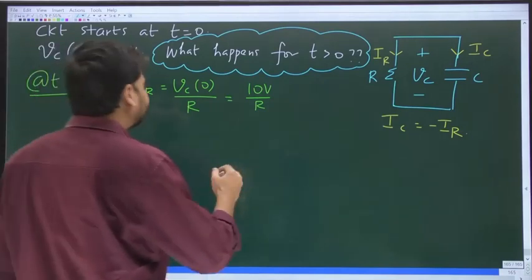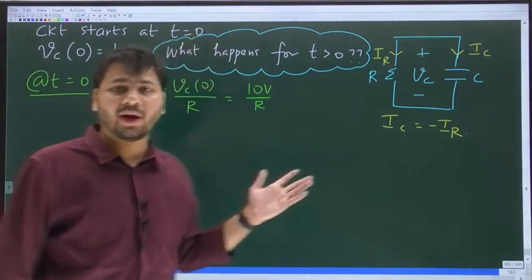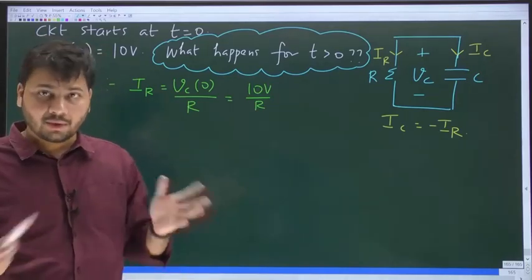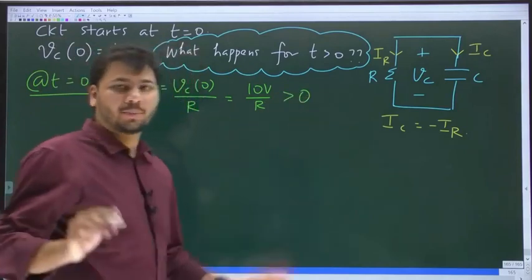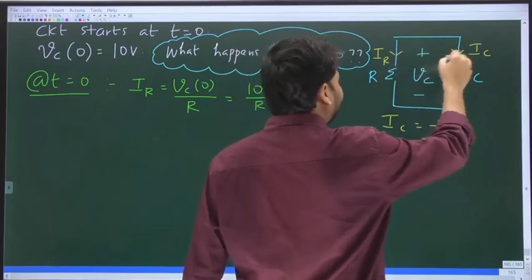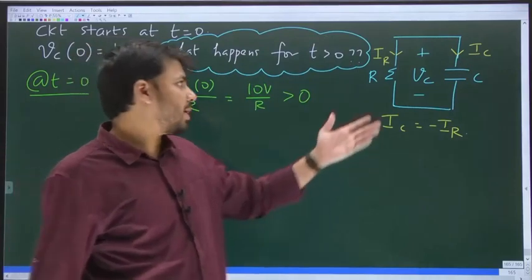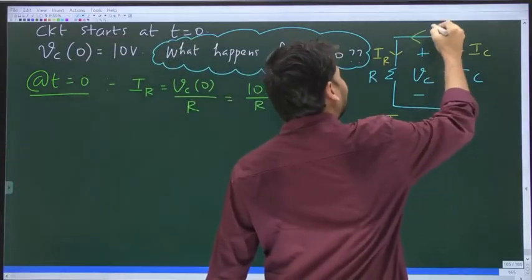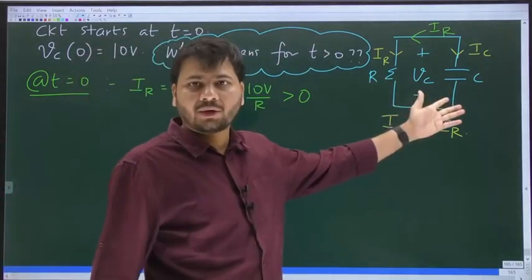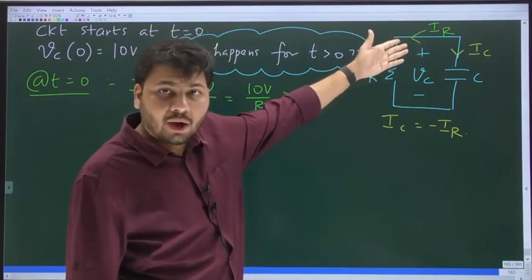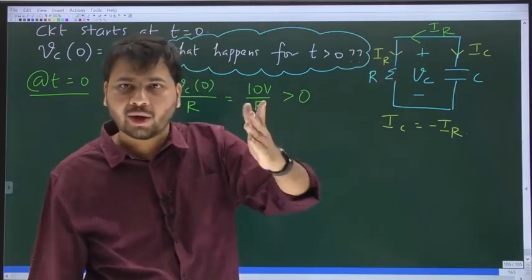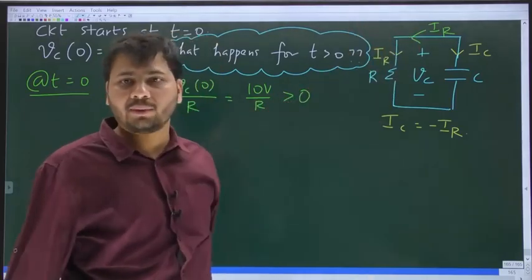Now, is this 10 volts by R positive or negative? 10 volts is positive, and resistance is always positive. So IR is positive. Now look at this IR with respect to the capacitor. With respect to the capacitor, does IR not flow out of the plus terminal? Please look at the circuit and recognize that IR flows out of the plus terminal.